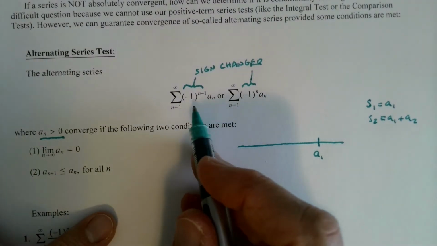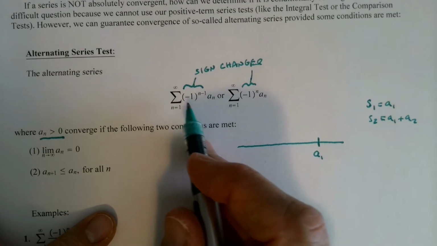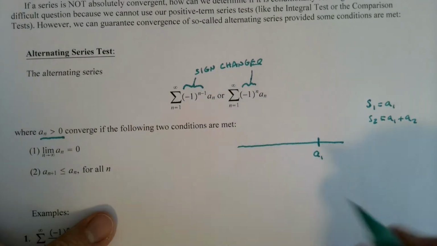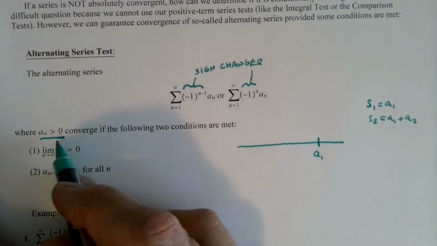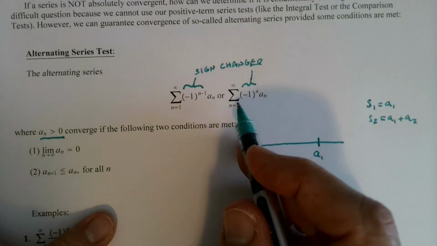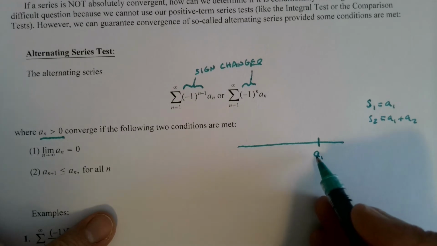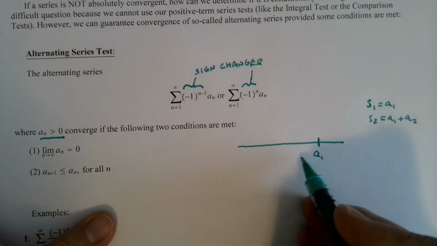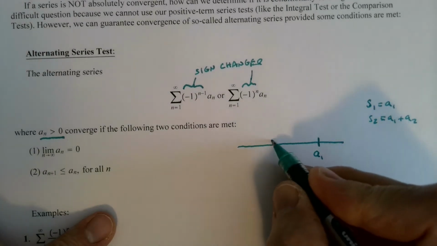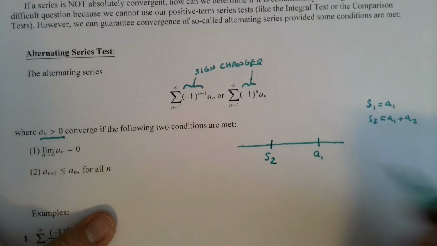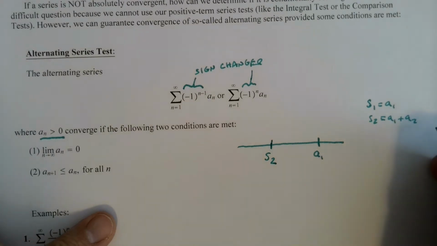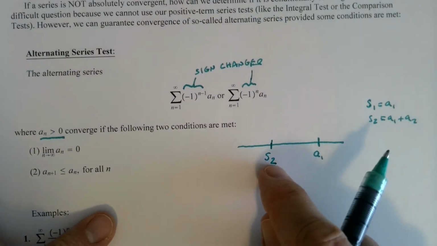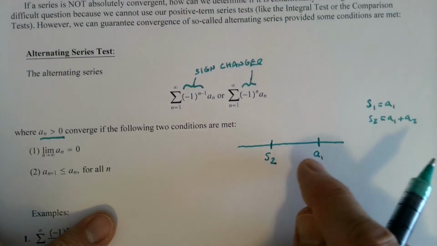But in this sequence now, we're going to add the actual sign changer in as well. So when I add a sub 2, the a sub n's are all positive, but the sign changer then makes it negative. So if I add a negative number to this a sub 1, I'm going to be somewhere back here, right? So here would be my s sub 2. Then s sub 3 would be a sub 1 plus a sub 2 plus a sub 3. But then that a sub 3 added to s sub 2 is going to be positive. It's going to bring me back this way.